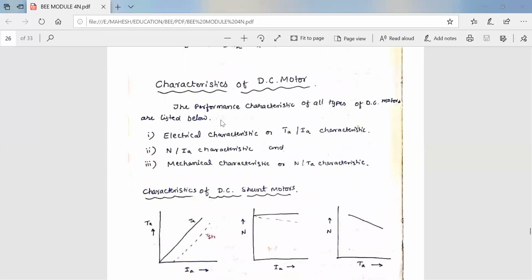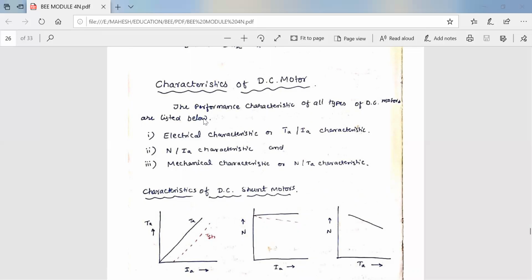Next we'll move to the characteristics of DC motor. To analyze the performance of a DC motor, we consider the motor characteristics based on the speed, the armature torque, and the armature current, where N indicates the speed of the motor, Ta indicates the armature torque, Ia indicates the armature current, and phi indicates the flux.